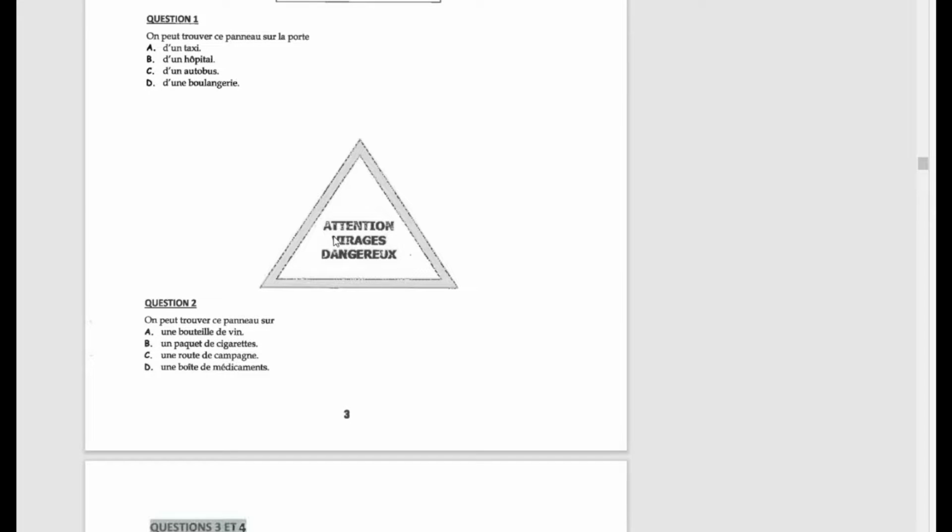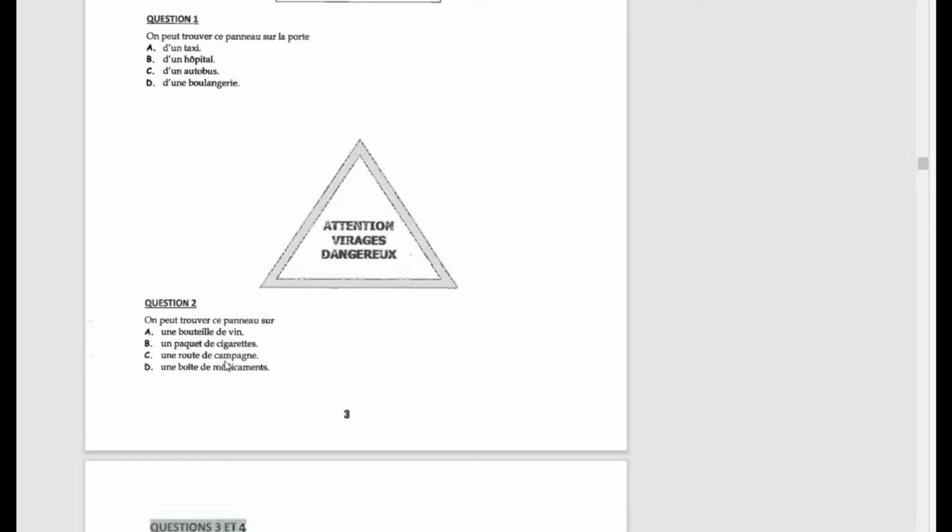Now the next question is "attention, virage dangereux", which means be careful, dangerous turns. So where do you find dangerous turns? On the road, right? So it could be on the road, on the street, on a highway. So let's look at the examples. "On peut trouver ce panneau sur une bouteille de vin, cigarette, campagne, médicament."